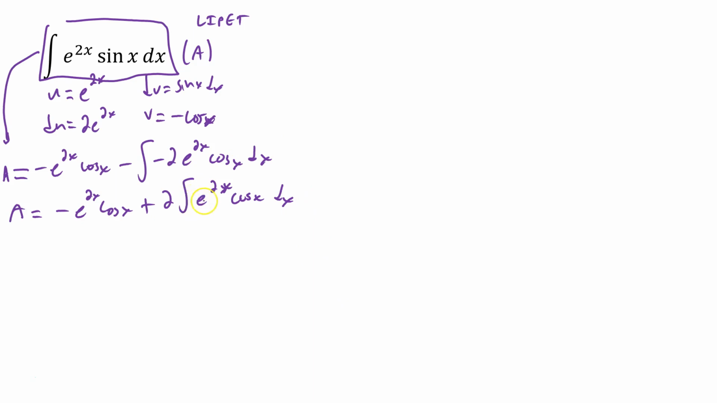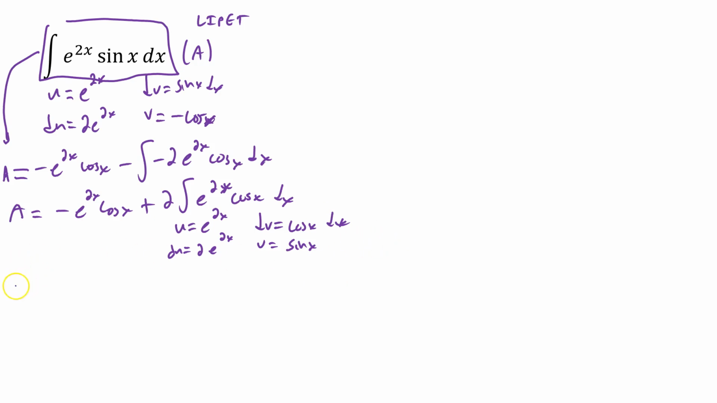So what I'm going to do now is integration by parts on this part. So I'm going to do u equals e to the 2x again. Then du is 2e to the 2x. dv is cosine x dx. This is a little bit different than last time. So then v is just sine x, because the antiderivative of cosine is sine.